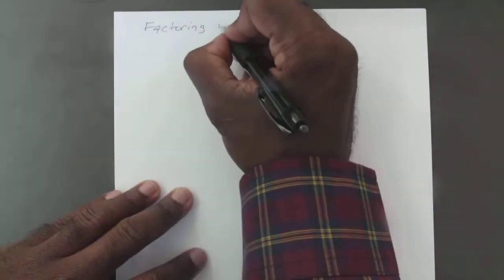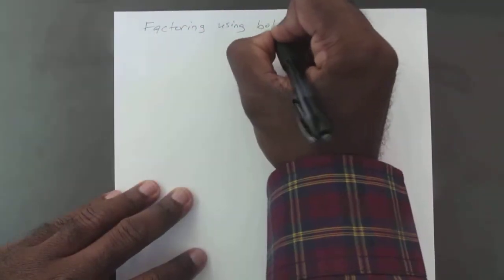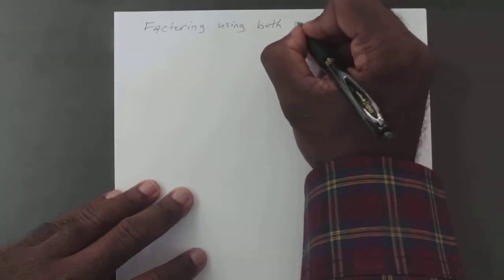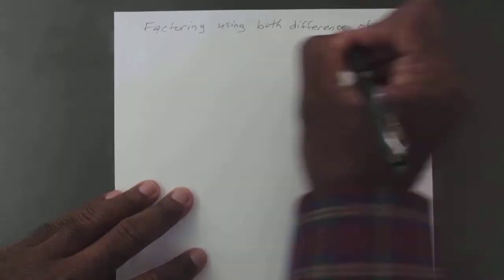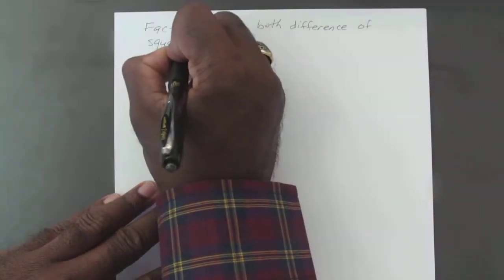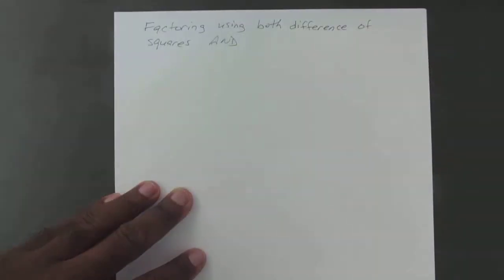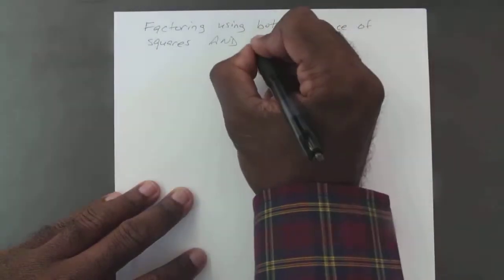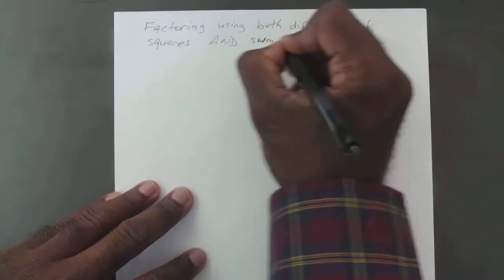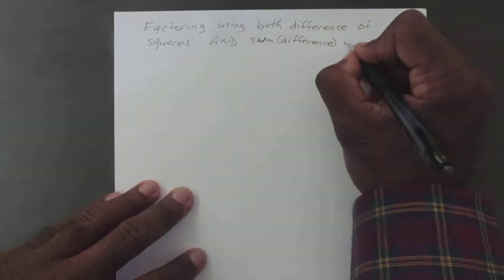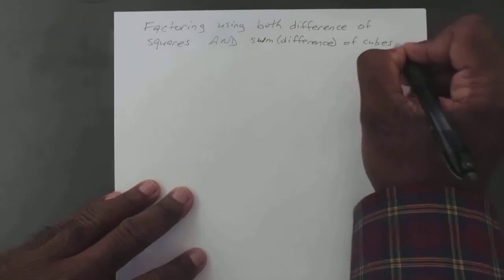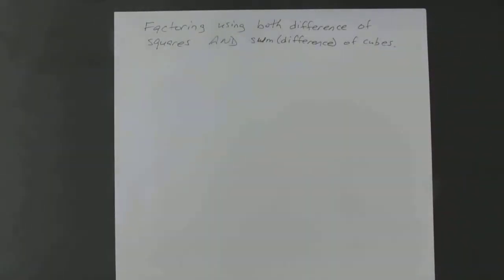Okay, so factoring using both difference of squares and sum or difference of cubes. Okay, so this is when you have to factor using both of them in the exact same problem.